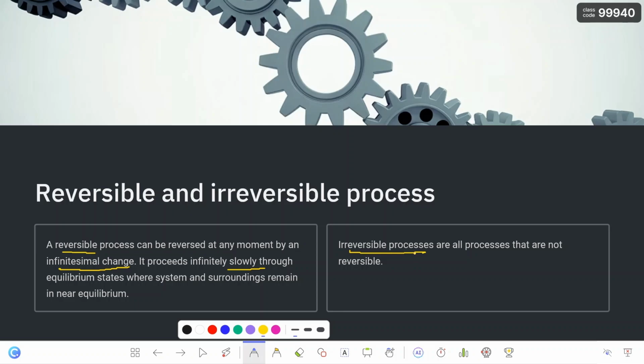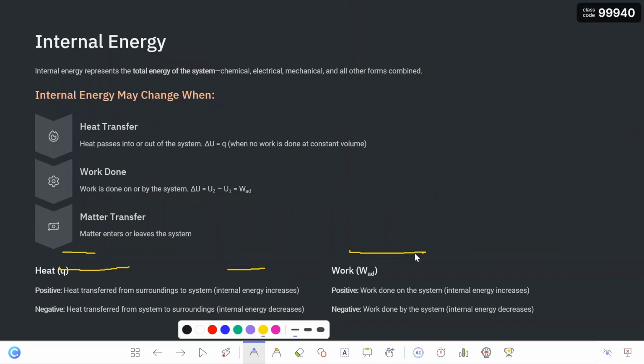This also you should remember, because as I told you already, in questions they will ask you to calculate this and that for a reversible process. So you need to know what that means. Okay, so these are the important terms that we have to use in thermodynamics.